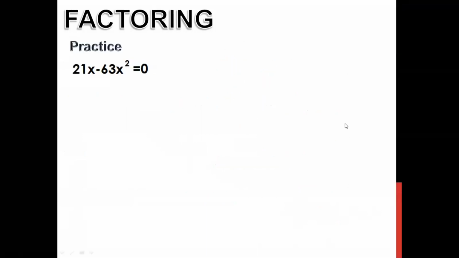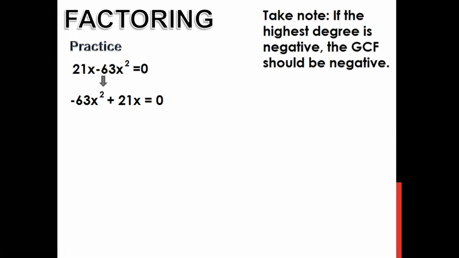So next, 21x minus 63x squared is equal to 0. We need to rearrange our equation because our highest degree is in the last term. The first term should be the highest degree. So let's rearrange the equation: negative 63x squared plus 21x is equal to 0. Take note, guys, if the numeral of our highest degree is negative, our final GCF is always negative.